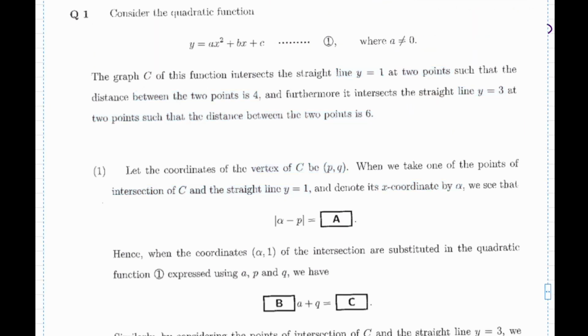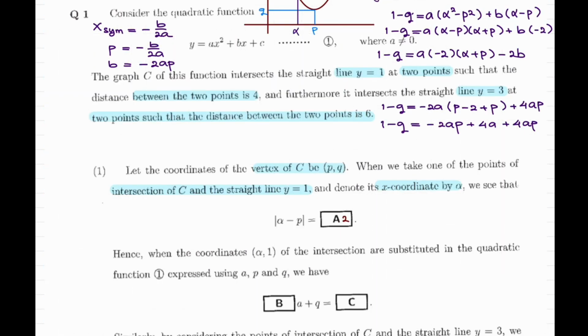Negative 2ab, oops, sorry. This is negative 4ab, yeah? Not negative 2ab here, because negative 2a times 2p. We have negative 4ab instead of 2. You can cancel out negative 4ab and plus 4ab. Then you will get 1 minus q equals 4a.